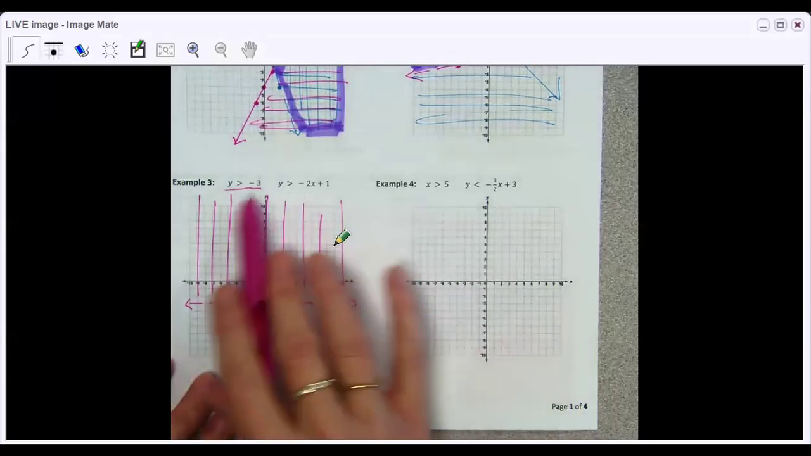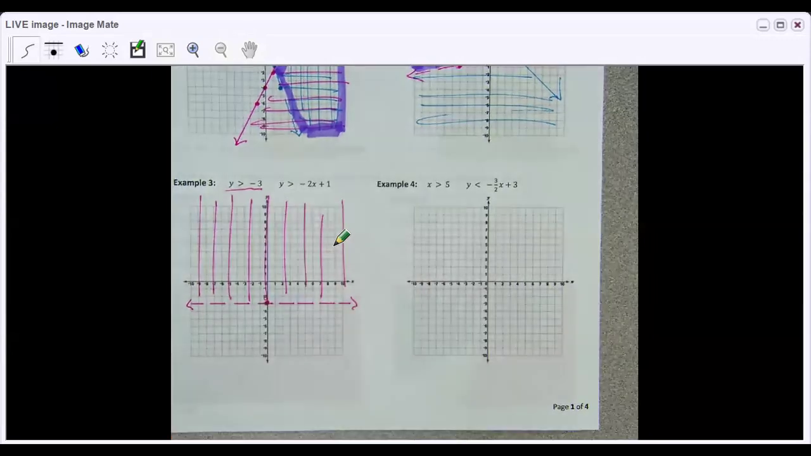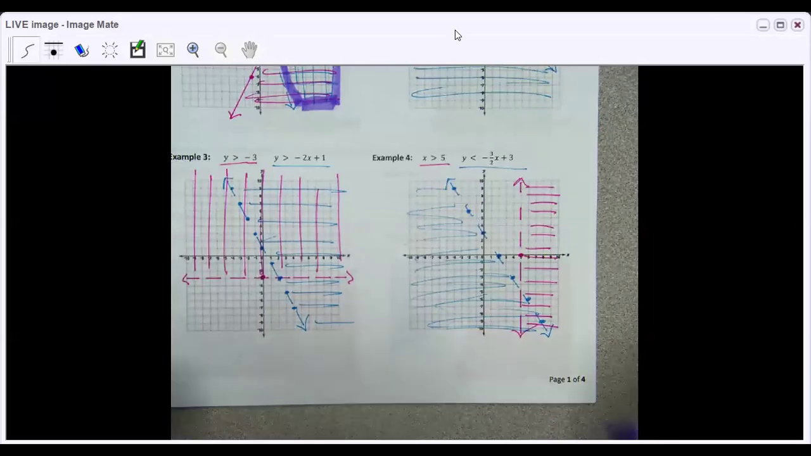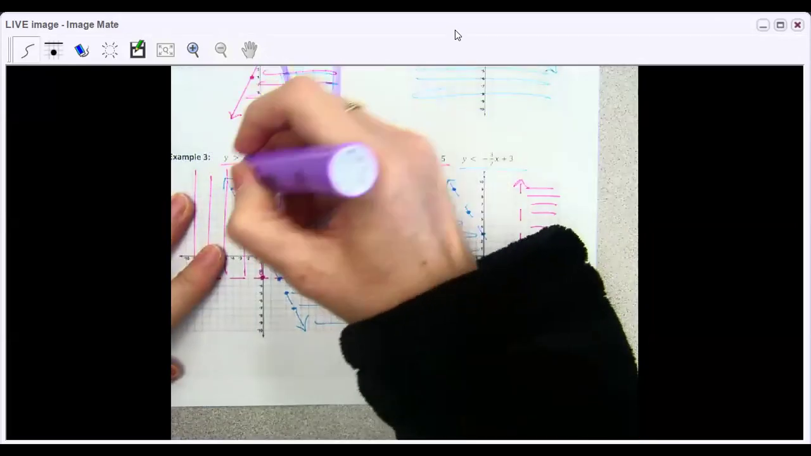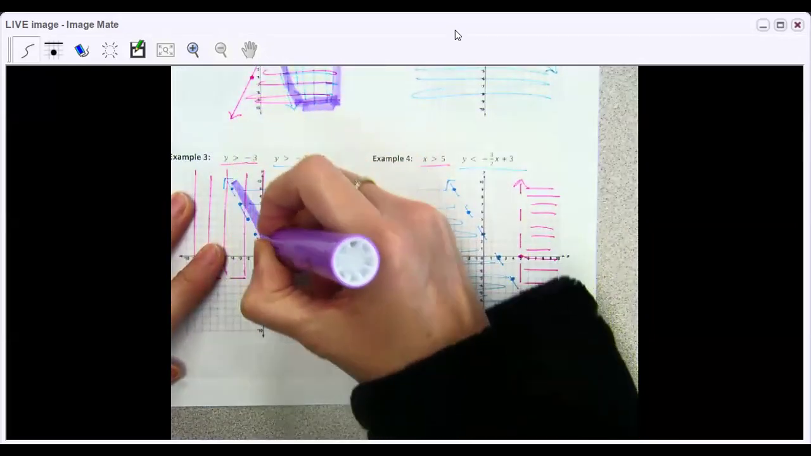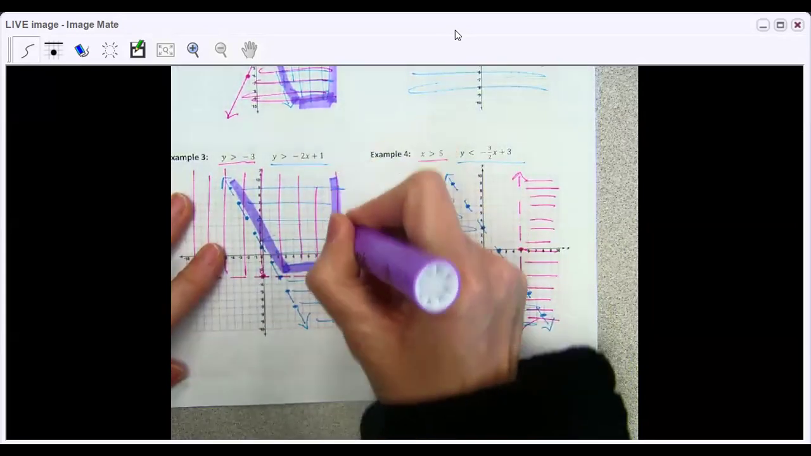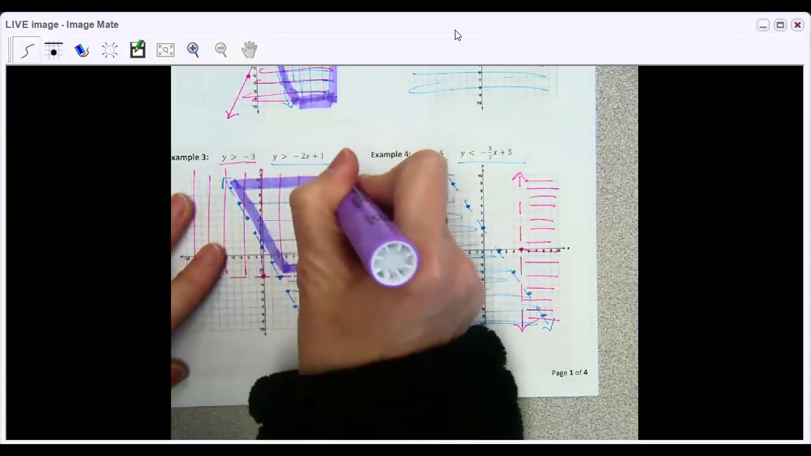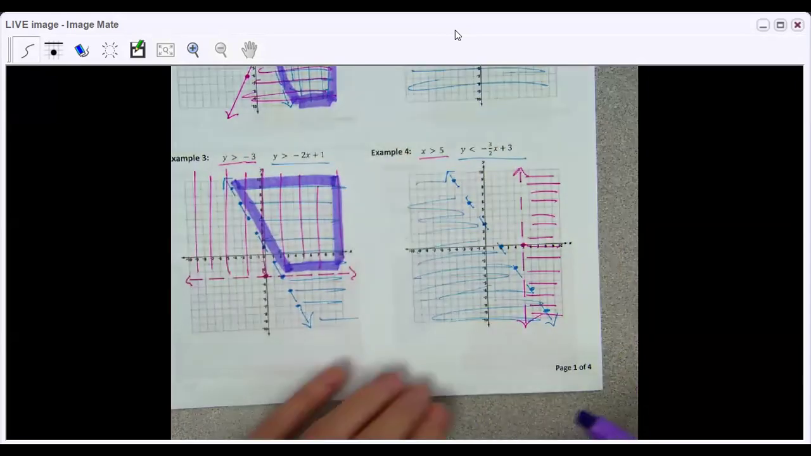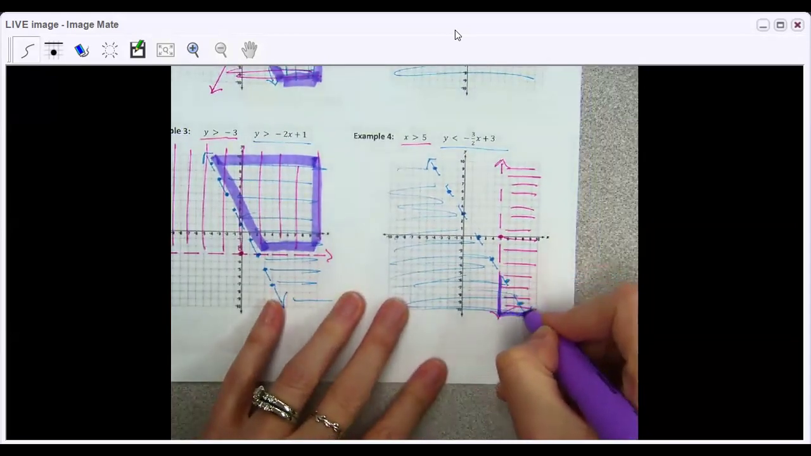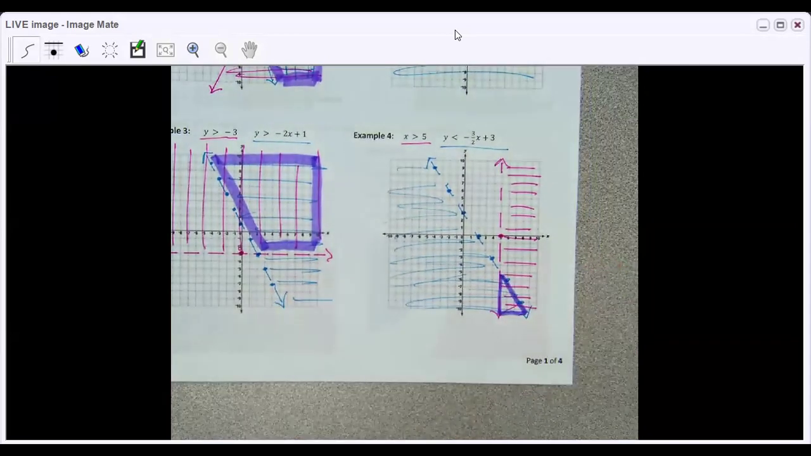Yeah, so go ahead and finish example 3 and 4 on your own. I'm going to pause the video while you do that, and then we'll come back and check. Okay, so on example 3, check the direction of your lines, make sure they're dashed, and make sure the shaded area is the same. And then same with number 4. Number 4 is just a very tiny section that they overlap.